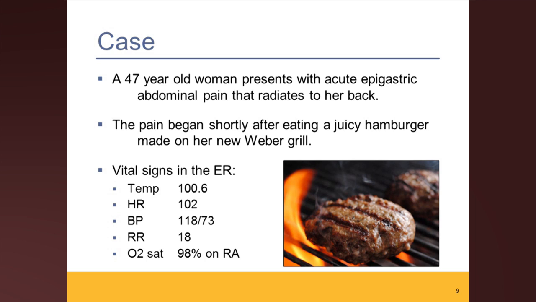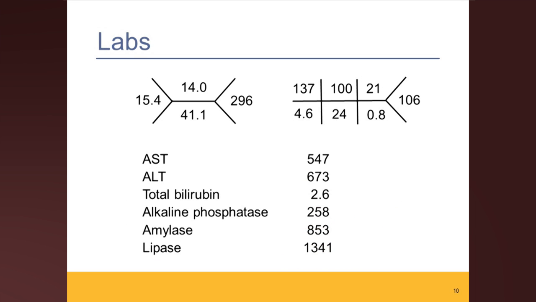So here are vital signs in the ER. She's got a low-grade temperature, heart rate to 102, and otherwise stable. Here are her labs on admission, and I'll just highlight the labs that are abnormal. She's got a little bit of a leukocytosis, a white count of 15,000. Her BUN's up a little bit at 21, and then her LFTs, or amylase lipase, are markedly elevated.